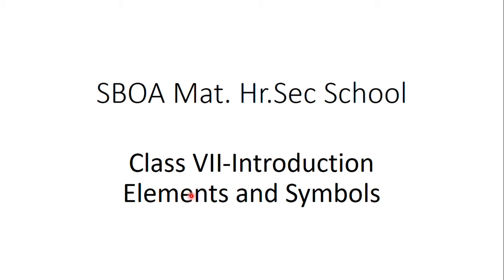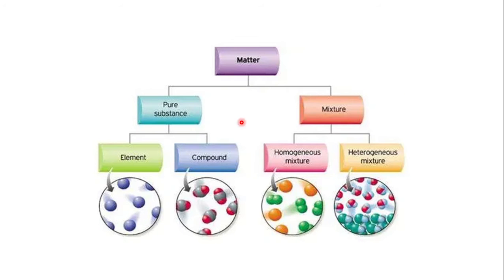In this presentation, we will learn about elements and how to represent them with symbols. We already know that materials around us, matter around us, are made up of atoms, and we learned about the structure of an atom, about the subatomic particles. Now we will learn how to classify matter into types based on the atoms that it is made up of, right? So we classify matter as pure substance and mixture.